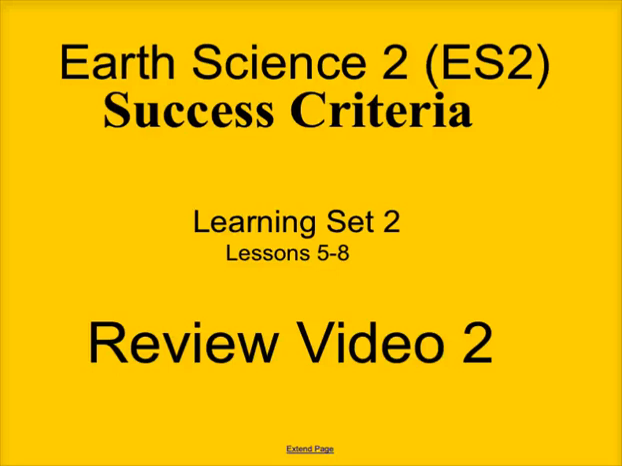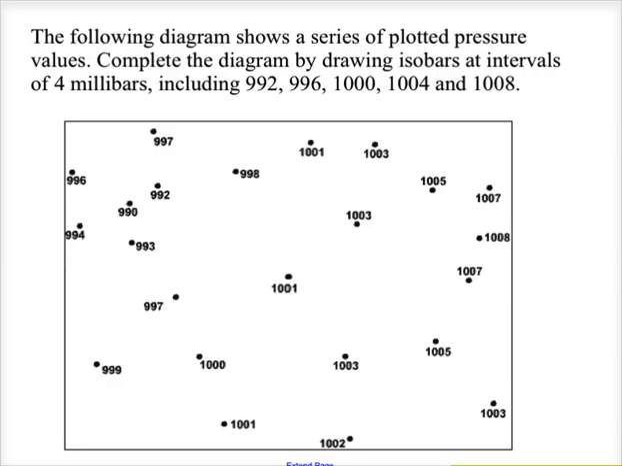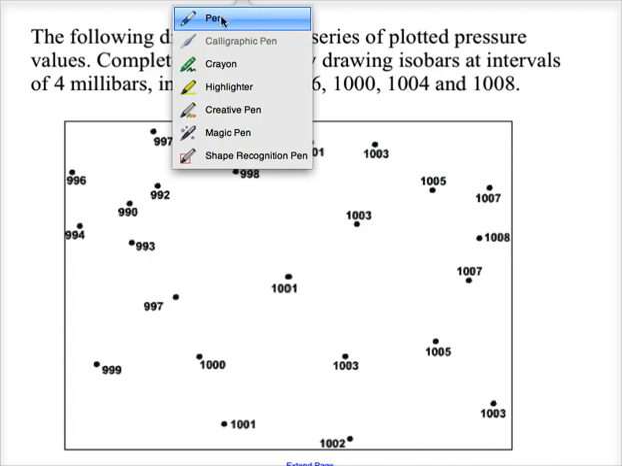Welcome to the second review video, and again, the success criteria for this is just what you need to know for the test. So it's learning set 2, lessons 5 through 8 in the Year Science 2 book, and this is our second video. This video deals with one topic and one topic only, and that topic being drawing in isobars.